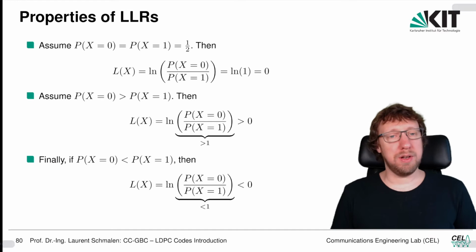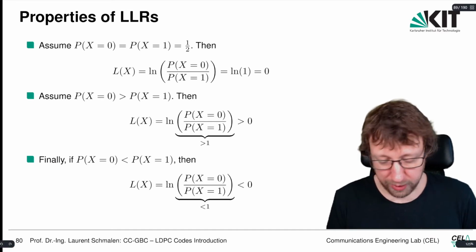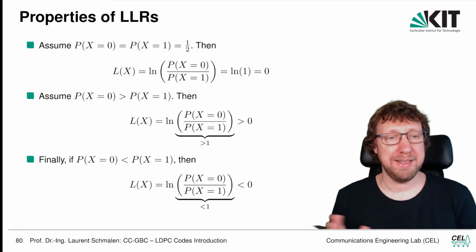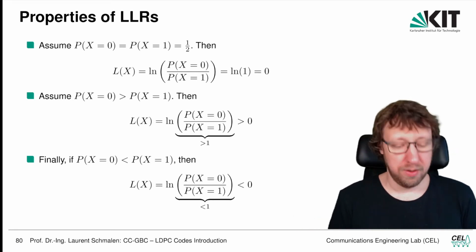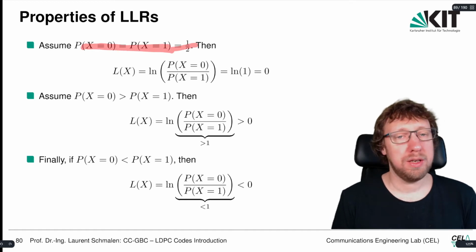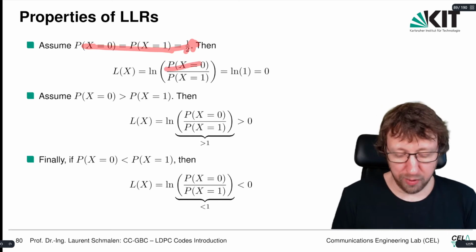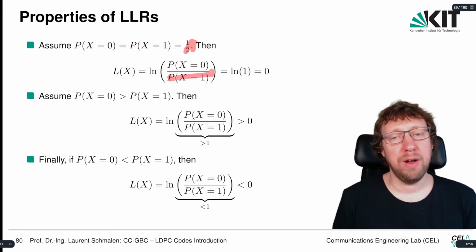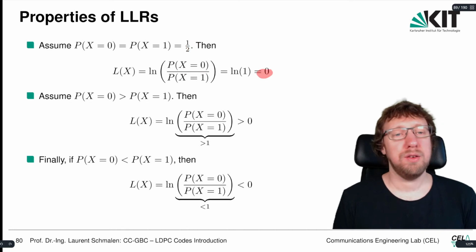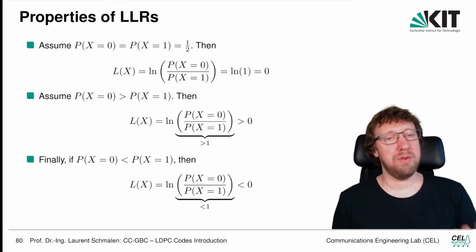So some properties of the log likelihood ratios. First, we look at what happens for different corner cases. First corner case, we assume that x is uniformly distributed, so P of x equals 0 is 1/2. Then we have the log of 1/2 divided by 1/2. This is log of 1. This is equal to 0. So we have a log likelihood ratio of 0 if the probability of x equals 0 is the same as the probability of x equals 1.